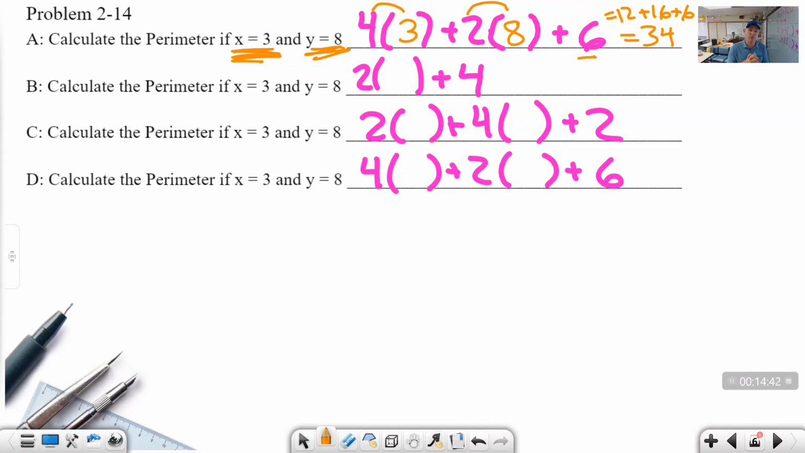So here's what I want you to do. I want you to take B, C, and D, and take the variable's value, plug it in, and simplify to get a simplified answer. Now this is going to conclude our lesson for 212.